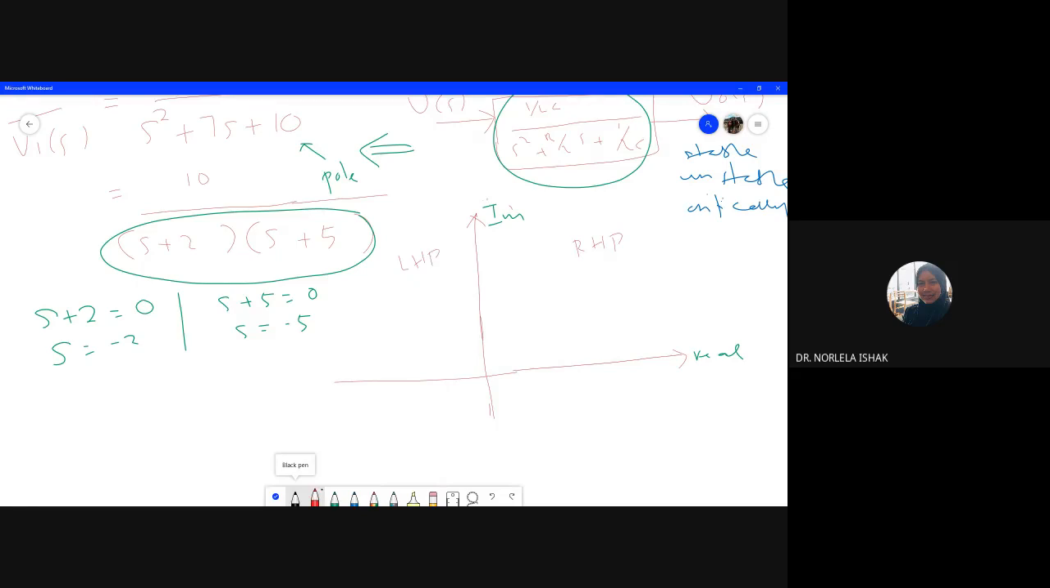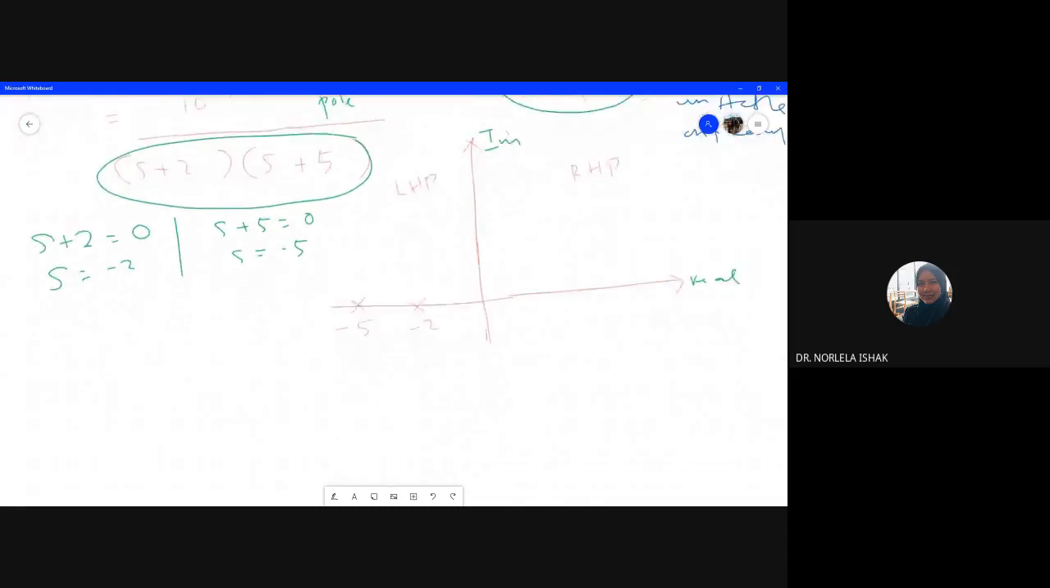Okay, where is the location of your pole? The location of your pole is here and here. Is it correct? -2, -5. Betul tak? The pole is there. Okay. So how about the stability? Stable, unstable, or critically stable? Stable, right? Because all fall on the left half plane.